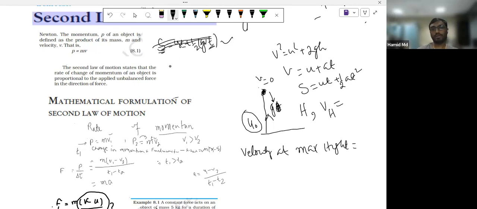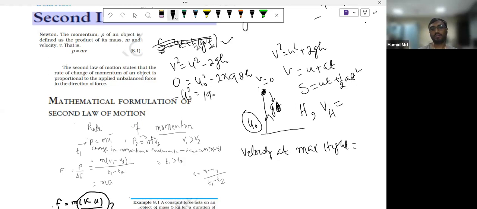this will be V square. V square is equal to U square minus 2GH, right? We say that final velocity is 0. So this will be equal to U naught square minus 2 into 9.8 into H, right? So U naught square is equal to 2 into, what will be the numerical value of 2 into 9.8? Sir, 19.6.